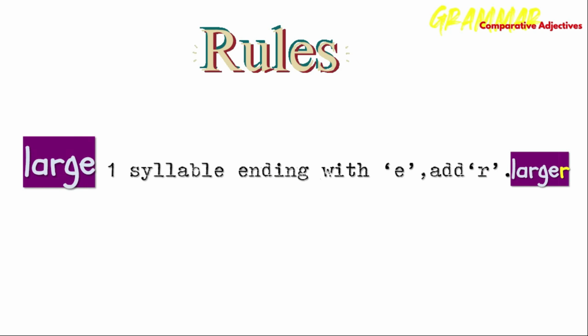Large. If the adjective has one syllable ending with E, we simply add R, like large. There's an E at the end of that adjective. To turn it into a comparative adjective, we simply add R. Larger. Safer.